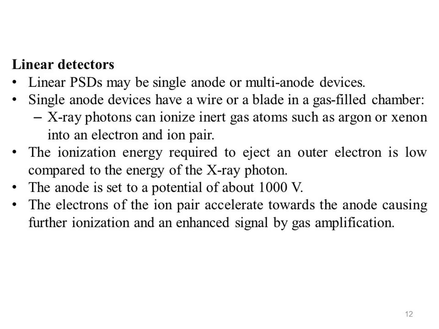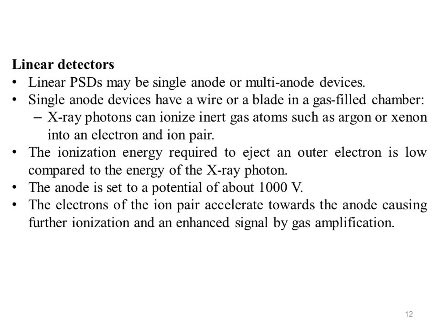The ionization energy required to eject an outer electron is low, which is 10 to 20 electron volts, compared to the energy of the X-ray photon, which is 8 kiloelectron volts for a copper X-ray tube, so that one X-ray photon can produce several hundred ion pairs.